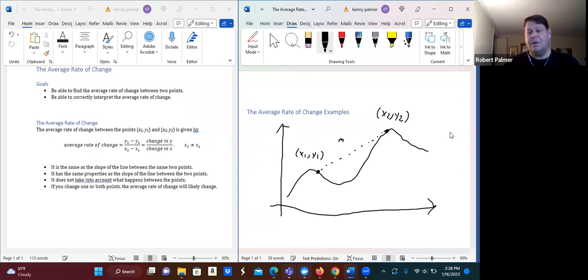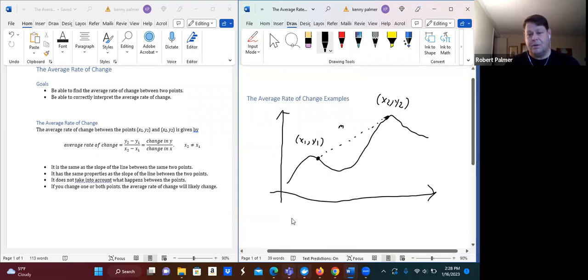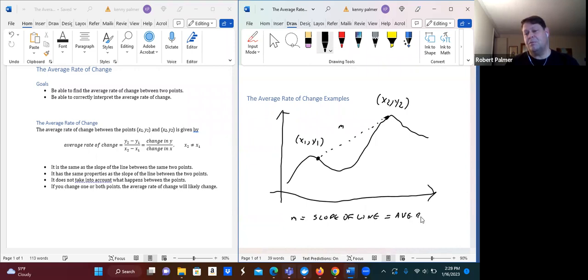Remember, we call the slope m, so m, the slope of that line, is the same as the average rate of change. And once again, it only tells us what happens between these 2 points. It doesn't take into account anything that goes on between. So if you're thinking about this as a mountain, you have to walk up, walk down, and walk back up to this point. It doesn't take any of that into account.